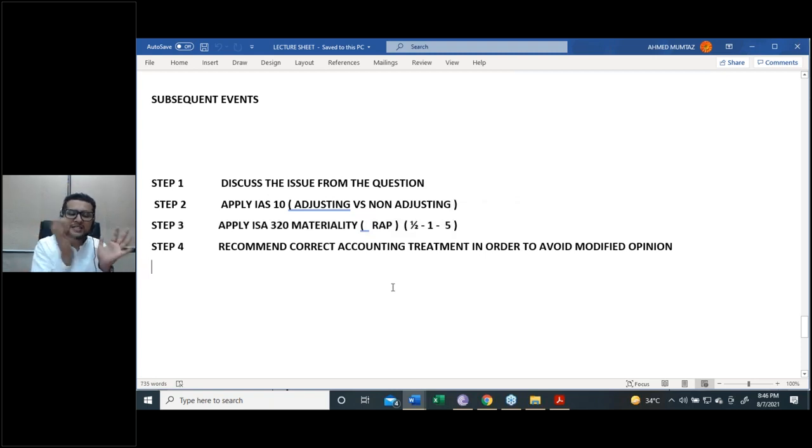Once you have discussed the issue from the question, applied IAS 10 and concluded whether it is adjusting or non-adjusting, and applied the materiality, now you have to recommend the correct accounting treatment. For example, there is an adjusting material event which the client has not recognized. So you would say the client needs to write off this particular asset because this is an adjusting material event, and if they are not going to remove it, the opinion will be qualified. Is this clear? These 4 steps.